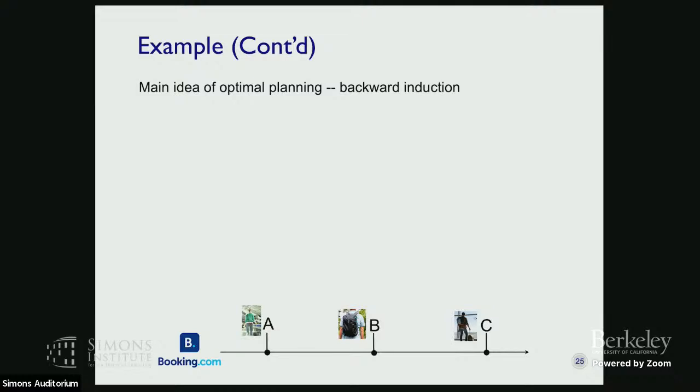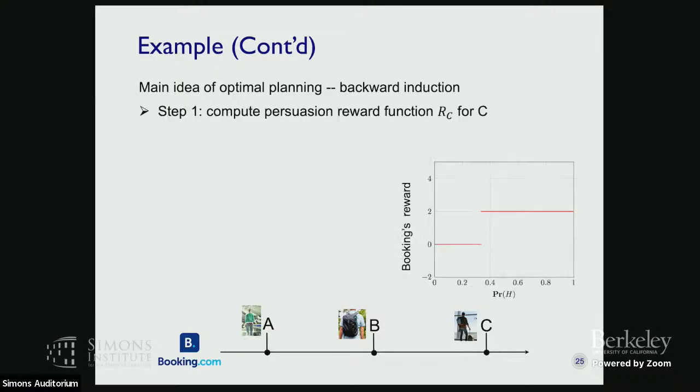So let's start from the last consumer, which is consumer C. For simplicity, let's say this C was the guy I was talking about before. So his utility function translates to booking.com's reward as this, and that's the picture you saw before. We know that optimal persuasion is basically concavifying this curve to get the optimal utility from this receiver C. That's already what we saw before.